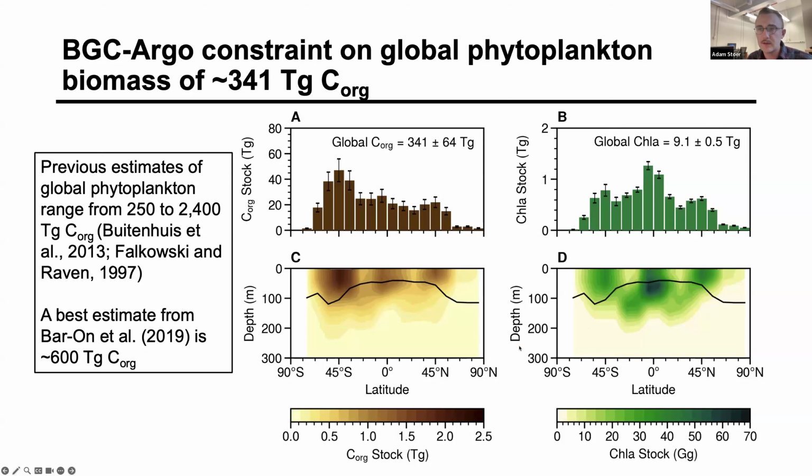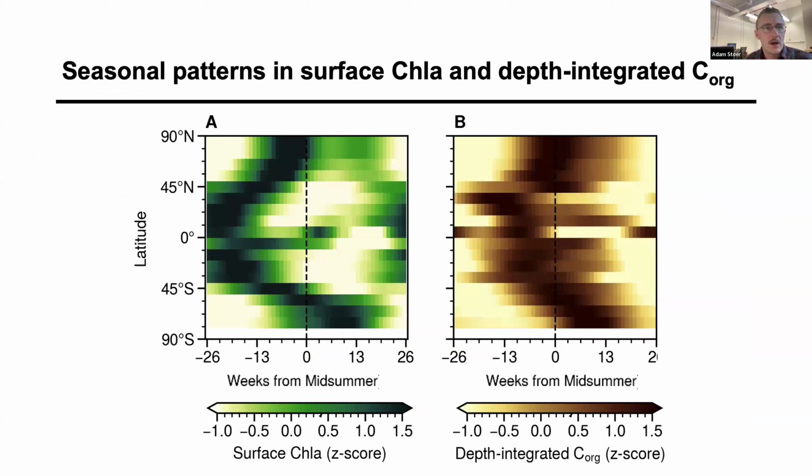So we get this constraint on global phytoplankton stocks. We can also use the BGC Argo array to better understand seasonal patterns between surface chlorophyll and depth integrated carbon, as well as comparing the two. And what you see here is how the total stock of carbon and chlorophyll varies throughout the year by week. And it's all made relative to the summer solstice, so it's aligned with the day where we have the most sunlight. And that's needed to make things fit nicely and work within the seasonal solar cycle.